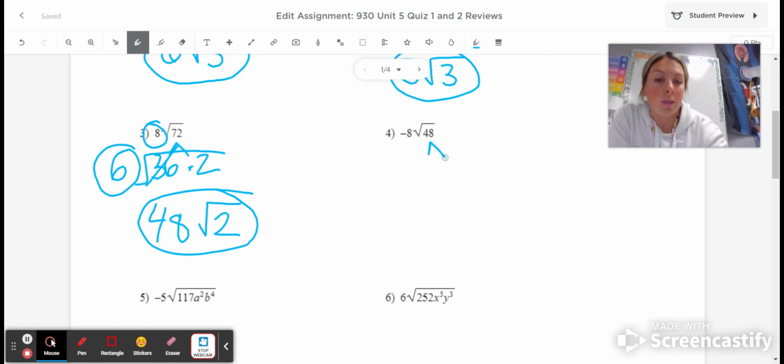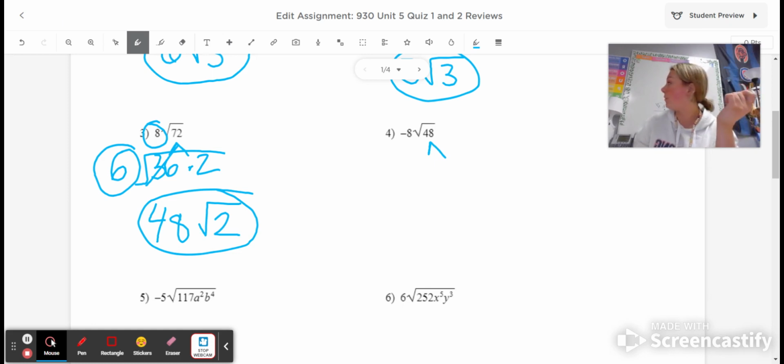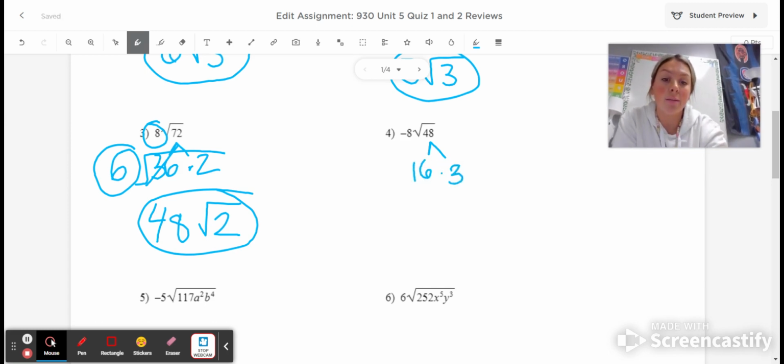48. Now, this one can be tricky because it is divisible by a lot of different perfect squares. I can divide 48 by 4. I can divide it by 16. 16 is the largest, so that's the one I'm going to go with. If I do the square root of 16 times 3, I will get a 4 on the outside. So I multiply negative 8 times 4 to get negative 32 square root 3.